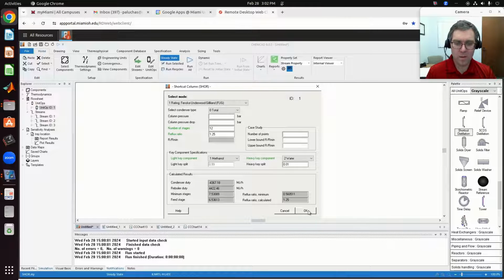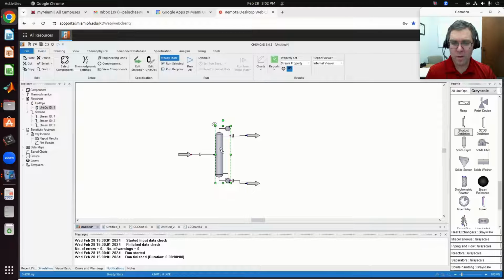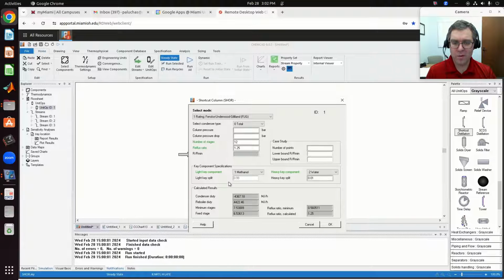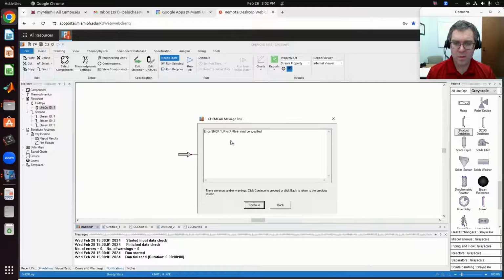Cool. In terms of other modes of operation, so in terms of design, now I'm going to delete the reflux ratio and number of stages, right? They're not colored. So I'm just going to say I have a total condenser, and then I'm going to specify methanol and water, and I can specify my light key and heavy key split.